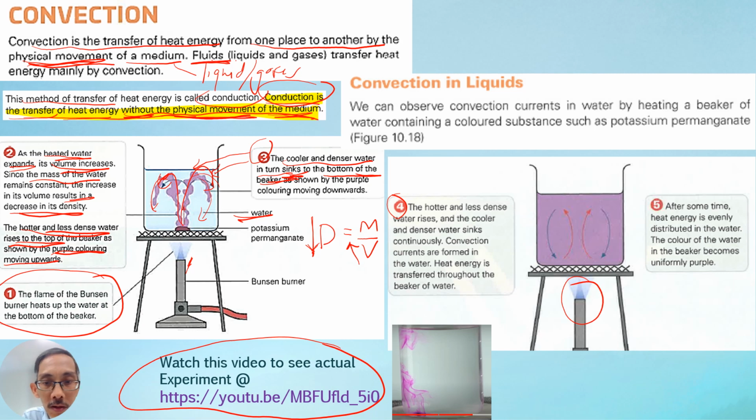Okay, so this process is actually ongoing, and because of this, there is a term used in this case. This movement is then called convection current. Okay, I say again, convection current just simply means the hotter water with lesser density rises up, the cooler and denser water will sink. You can see in the arrows here, okay?